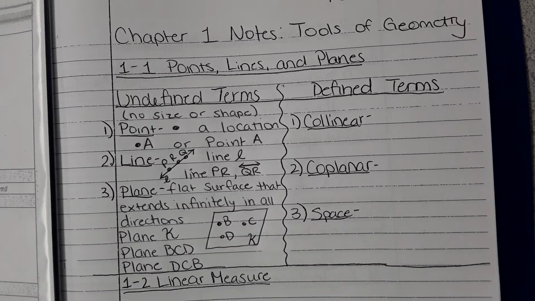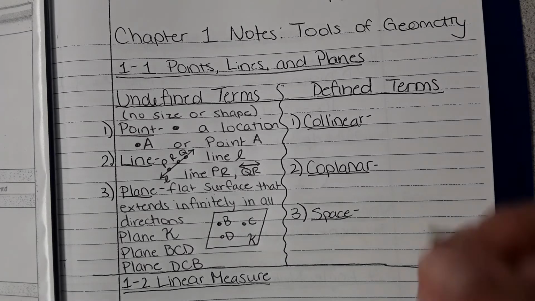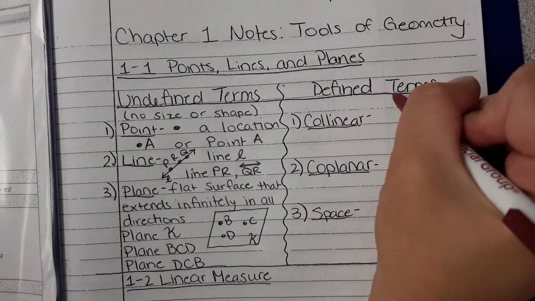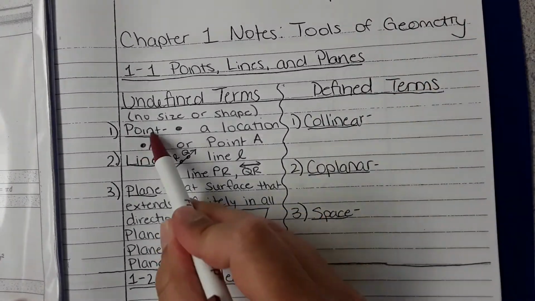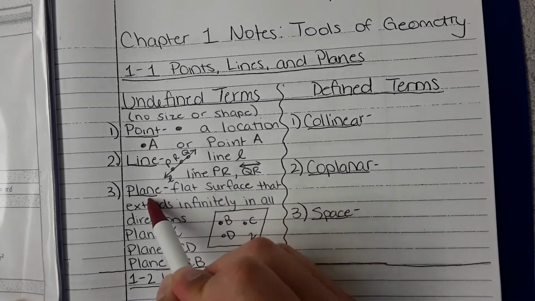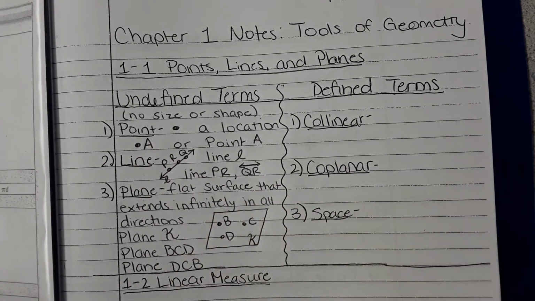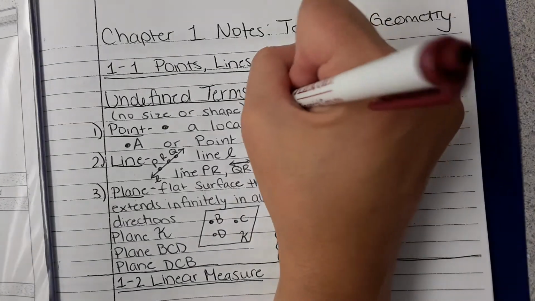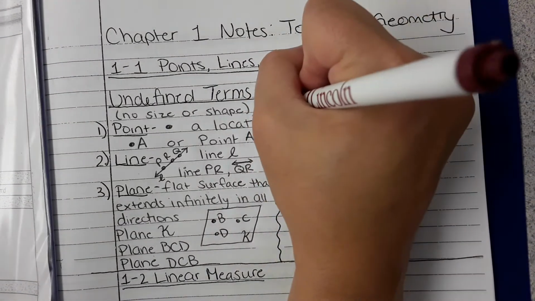So far, so good. Pretty simple, right? It stays simple, just so you know. Defined terms are explained using these terms. So these are like just basic geometry, and all of these things are used to make 2D, 3D shapes or different things in geometry. So defined terms are explained using undefined terms.